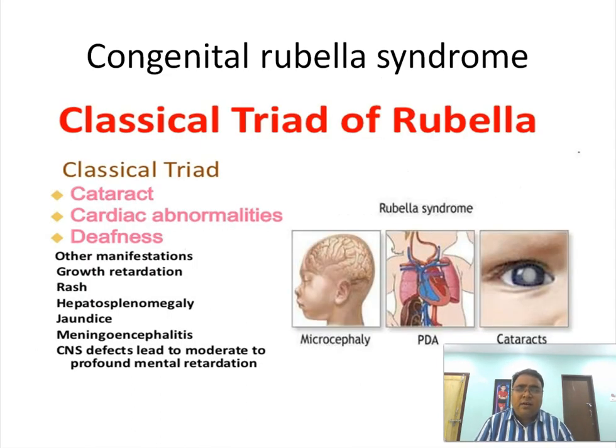The classical triad of rubella is cataract, cardiac abnormality, and deafness, that is sensorineural deafness. Bilateral cataract. The heart defect which we are getting is PDA, and we can get microcephaly, other things, hepatosplenomegaly, jaundice, meningoencephalitis, and profound mental retardation in congenital rubella syndrome.